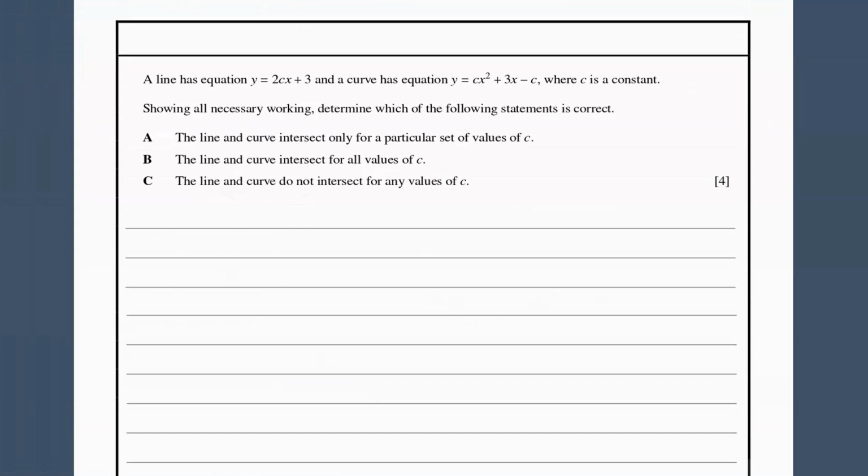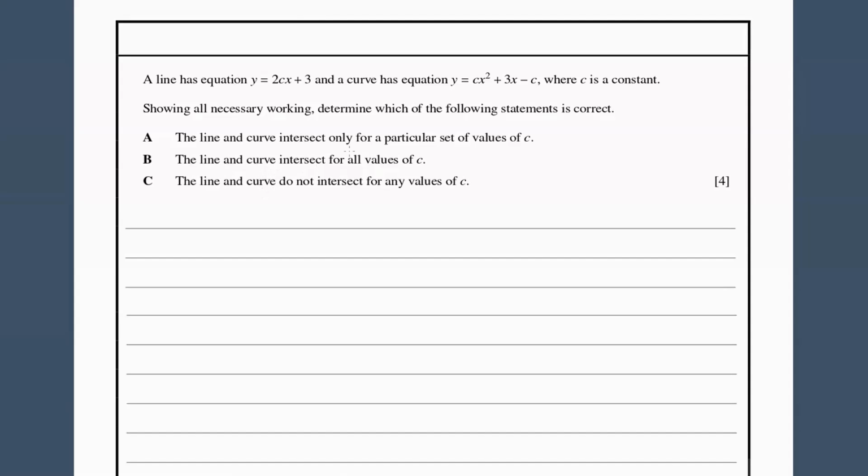It says, a line has equation y is equal to 2cx plus 3, and a curve has equation y is equal to cx squared plus 3x minus c, where c is a constant. Showing all necessary working, determine which of the following statements is correct. So we have three statements. A says that the line and the curve intersect only for a particular set of values of c. On B, the line and the curve intersect for all values of c. And on C, the line and the curve do not intersect for any values of c.